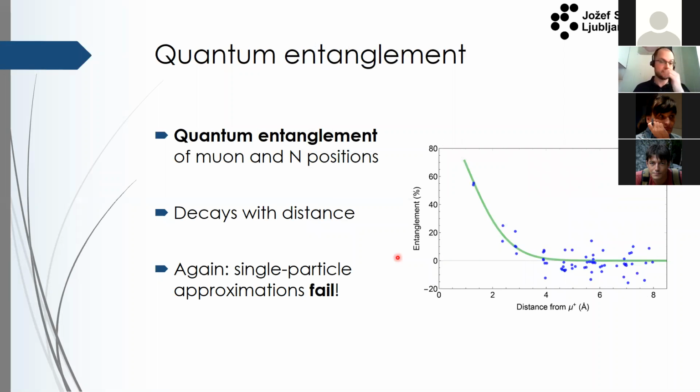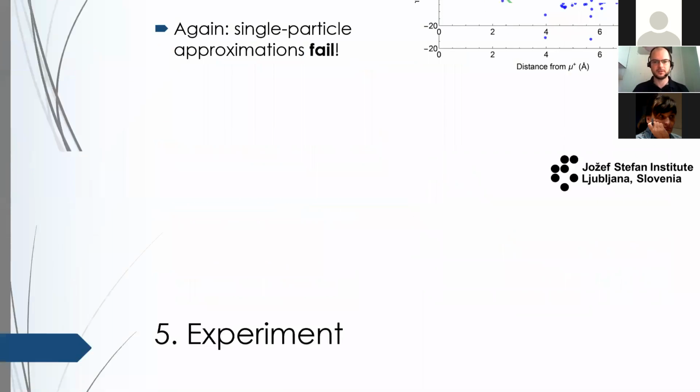We can also calculate the degree of entanglement, which is another observable that we can do. So it's just basically a correlation averaged over the wave function. And we see that it indicates, with distance from the muon, entanglement between the muon and nitrogen, but it starts off at a very high value of about 60% entanglement with the nearest two nitrogens of the muon. So it's definitely not a single particle effect.